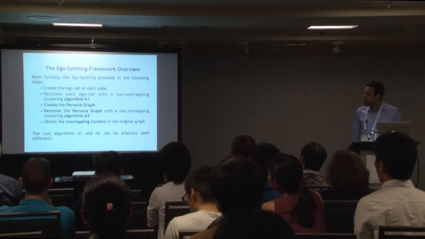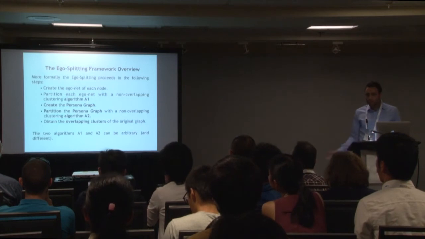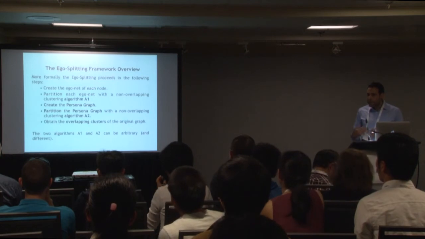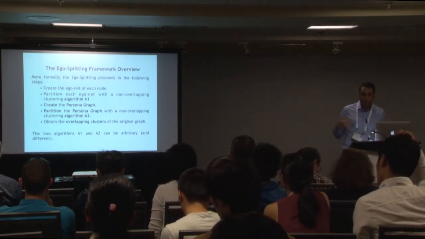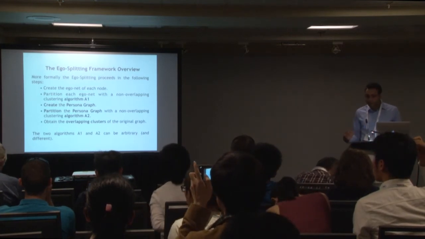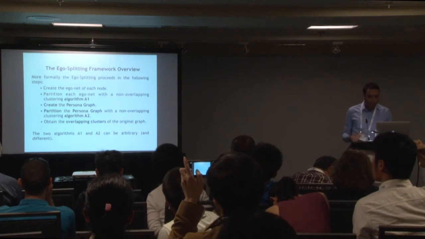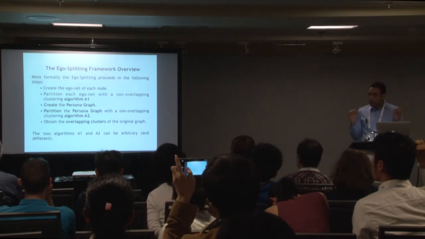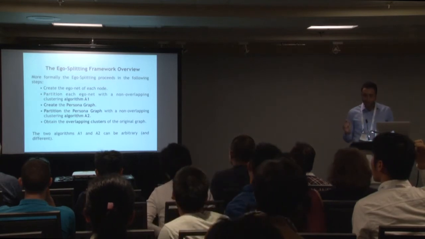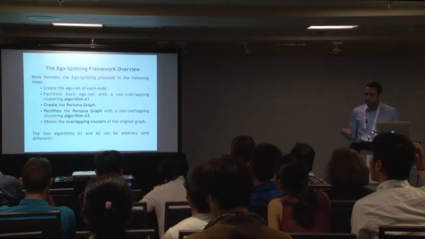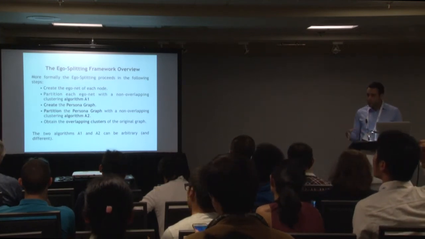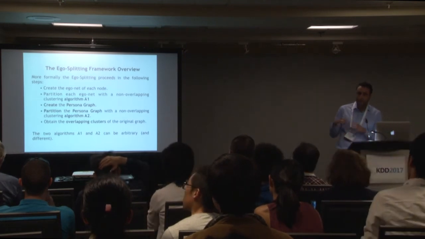I will now give an overview of how this works. It works in a series of steps. The first step is creating, of course, the egonet of each node in this graph, and this can be done efficiently in parallel, as you will see later. Then we apply any non-overlapping clustering algorithm over each individual egonet. Let's call this algorithm A1. This allows us to create a new graph, which is the persona graph of the original graph, and of course depends on the clustering algorithm. Then we will partition this persona graph using another non-overlapping clustering algorithm.